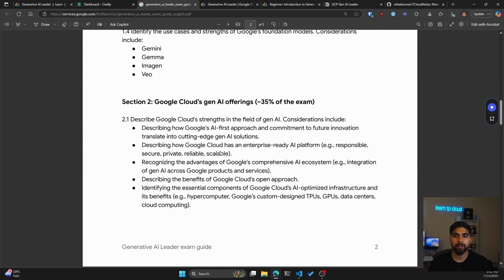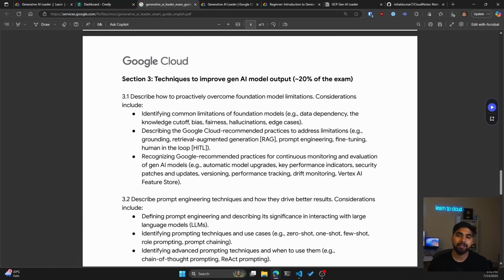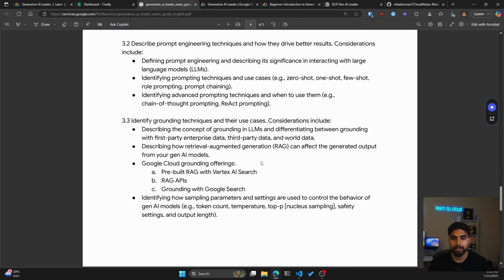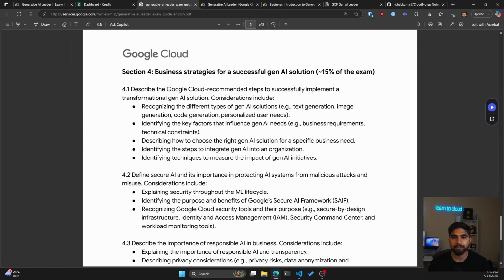Next section is about Google Cloud's Gen AI offering. So what all services are available through Google Cloud to build these Gen AI solutions is the biggest one. It covers about 35% of the exam. Section 3 is about techniques to improve Gen AI model output, which is about 20% of the exam. And the last section is business strategies for successful Gen AI solutions, which is about 15% of the weightage.